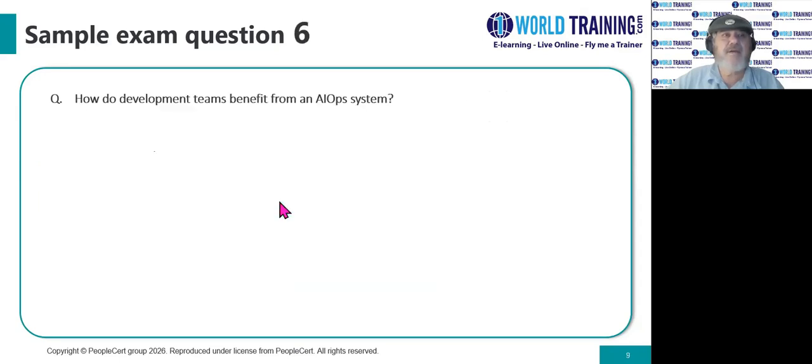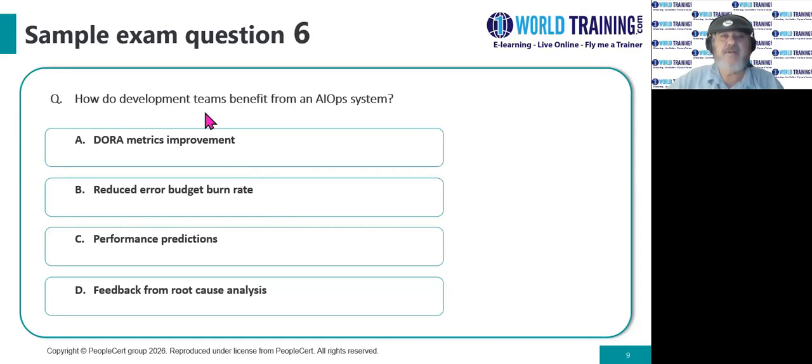Okay, question 6. How do development teams benefit from the AIOps? A, metrics that could be a benefit to development in the sense that it can indicate improved continuous delivery processes. So A is not a terrible answer. B, reduced error budgets. That's more about SRE, not development. Performance predictions. That could help development possibly. D, feedback from root cause analysis. Yeah, so that's more directly beneficial to development. So D is the best answer.